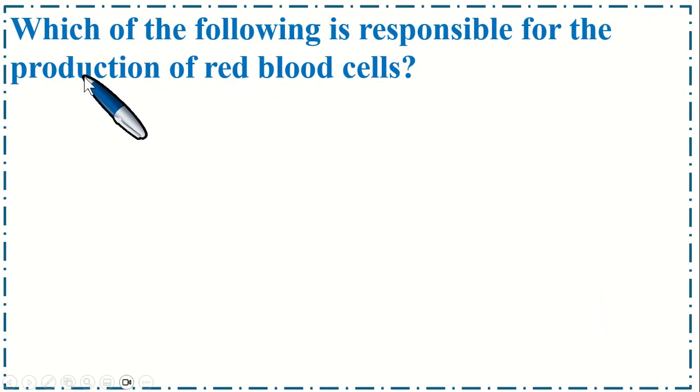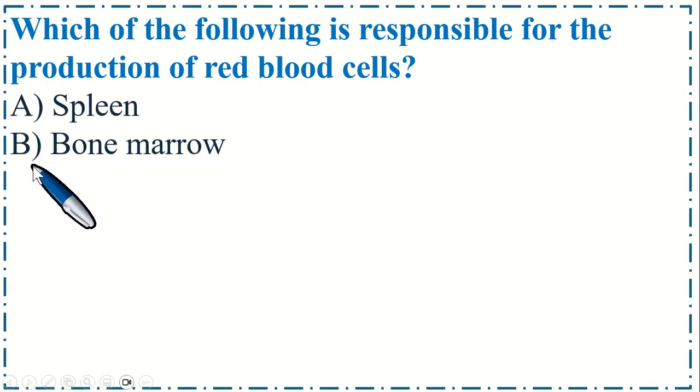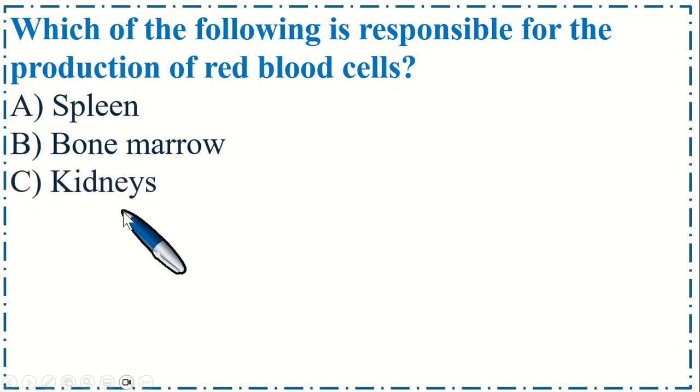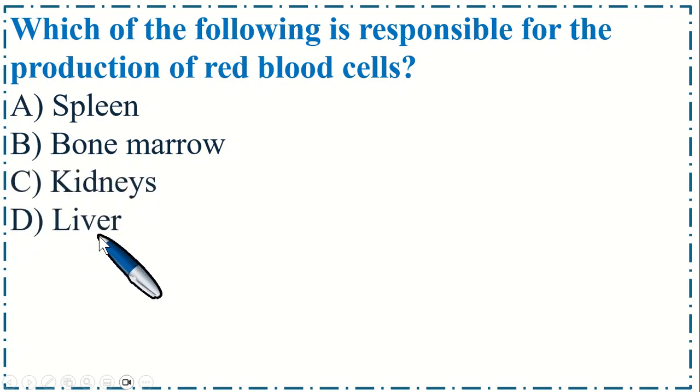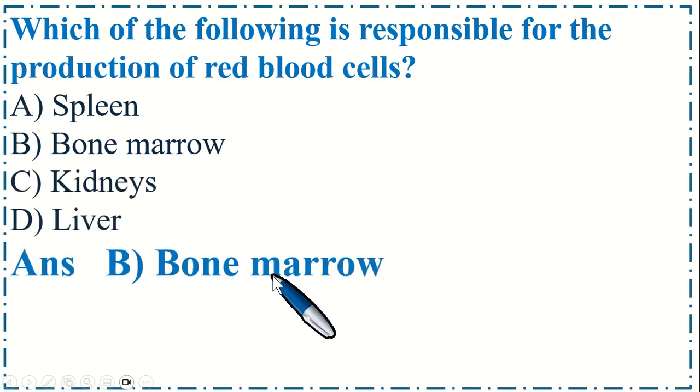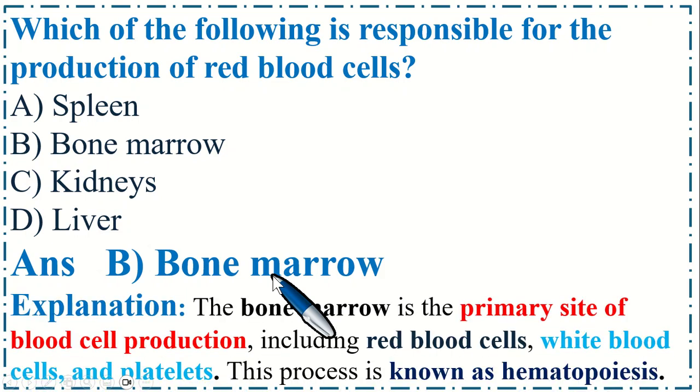So this is very important MCQs. Which of the following is responsible for the production of red blood cells? Option A spleen, B bone marrow, C kidneys, and option D liver. So the correct option is B, bone marrow. The bone marrow is the primary site of blood cell production, including red blood cells, white blood cells, and platelets. This process is known as hematopoiesis.